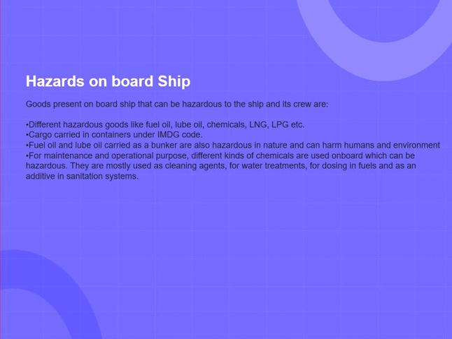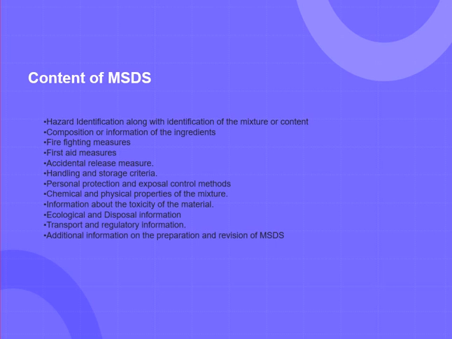Different kinds of chemicals are used on board which can be hazardous. They are mostly used as cleaning agents, for water treatment, for dosing in fuel, and as an additive in sanitation systems. And most of the time, the worker should have knowledge of this when the ship is carrying these chemicals. So for the content of MSDS, you should have good knowledge of how to use MSDS for knowing these chemicals.